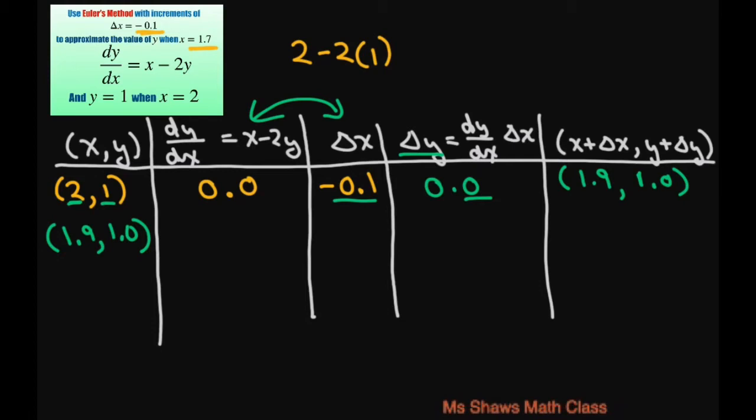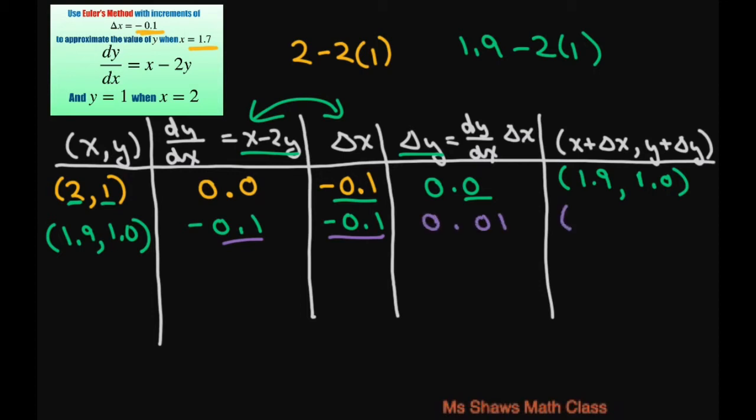All right, now let's go ahead and figure out our slope. So that's going to be 1.9 minus 2 times 1. That's going to give me negative 0.1. Our change in x is negative 0.1, and our change in y is when you multiply these two. And that's going to give you a positive 0.01. All right, so we have 1.9 minus 0.1. That gives you 1.8.